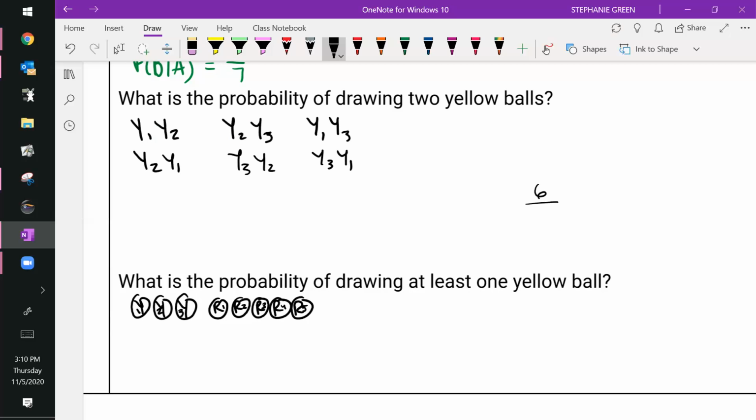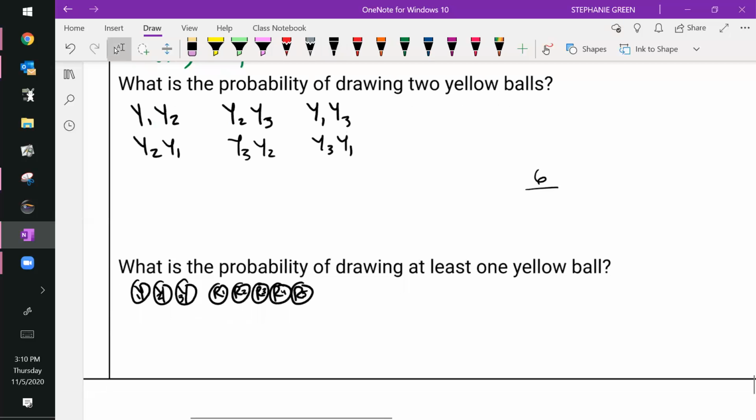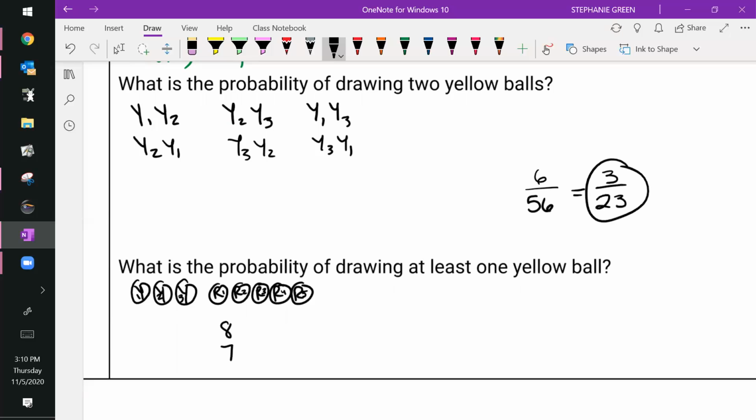And how many total outcomes do I have here? Well, I have 8 choices when I draw my first ball. And when I draw one out, there's only 7 left. So I have 7 choices for my second ball. So 8 times 7 is 56. And look at that, I get the exact same answer. 6 over 56 is still 3 over 28.